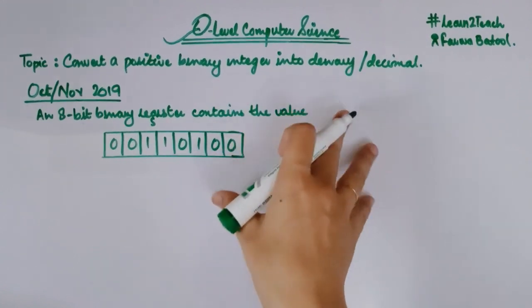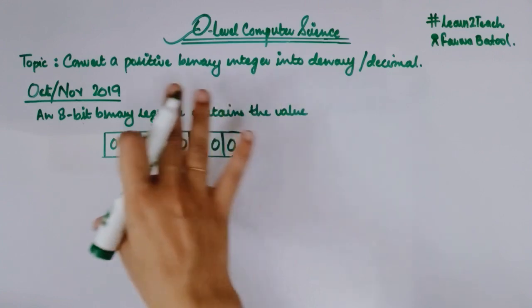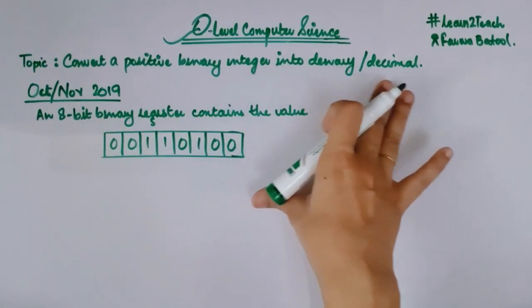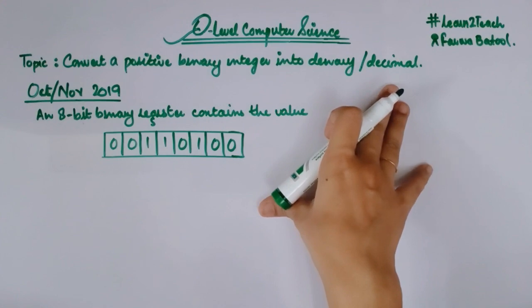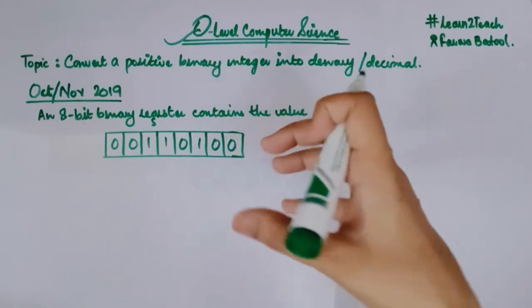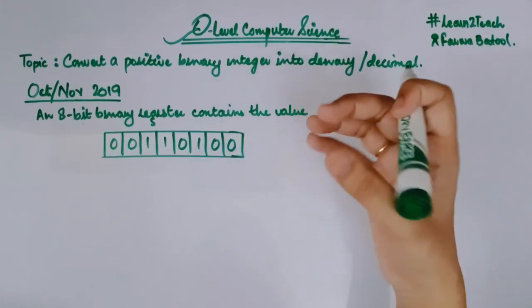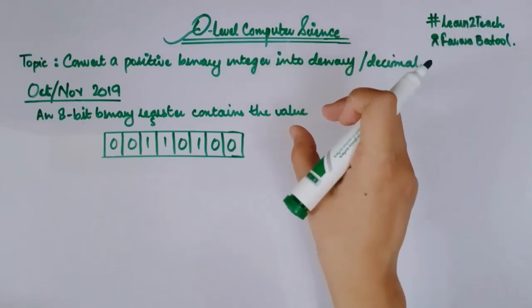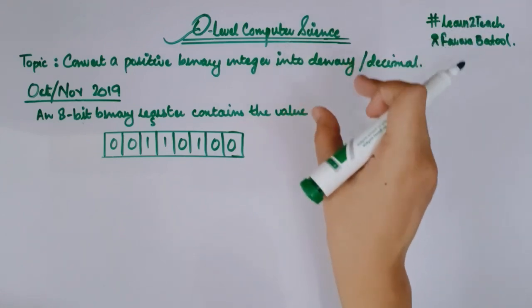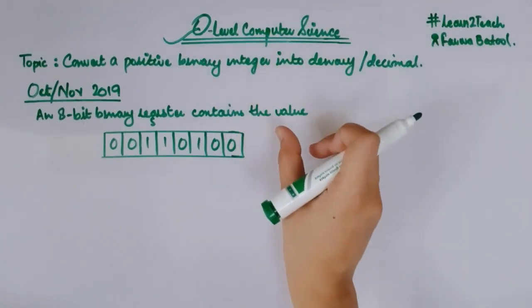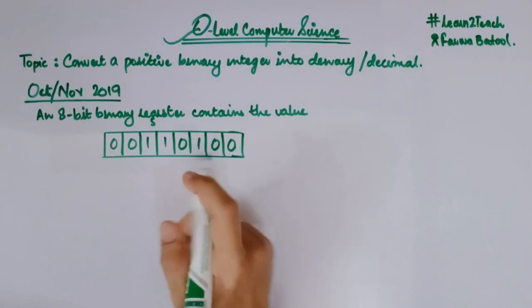Okay, so in this video I'm going to tell you how you can convert a positive binary integer into a denary or a decimal integer, right? So let's move into it. I have taken a past paper example over here in order to tell you about this conversion. Why is it so? Because if we take a past paper example, then the students can better understand how this conversion can come into your exam, right? So here is the example.